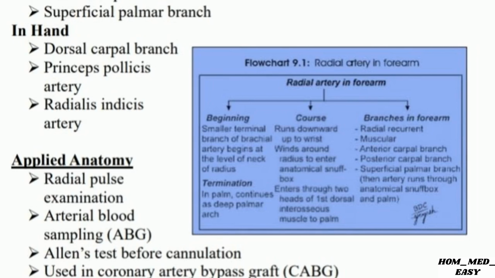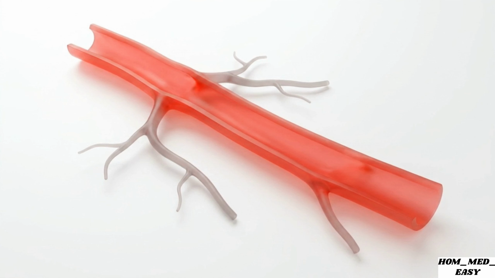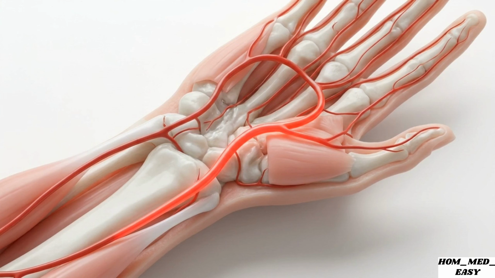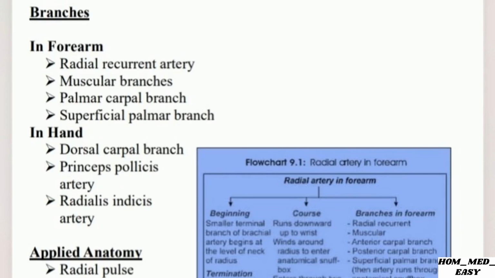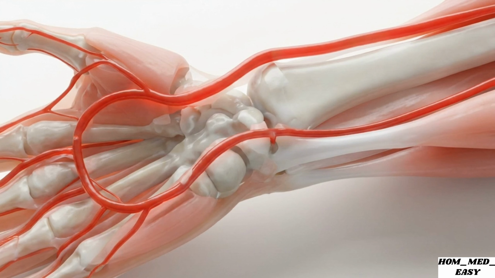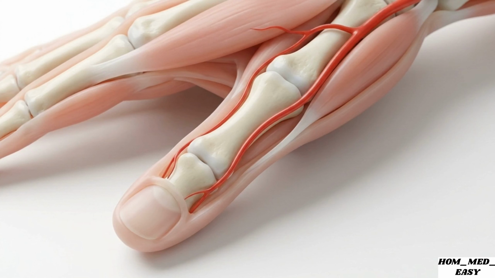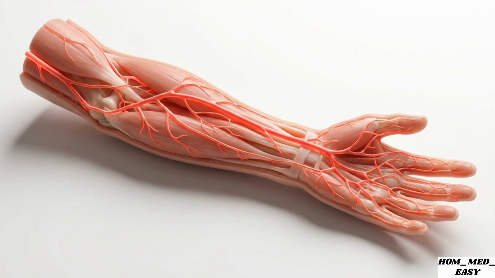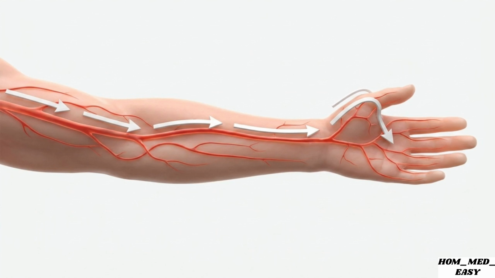Returning to the flowchart, we can identify the vascular branches emitted along this route to support the surrounding tissues. In the forearm compartment, it gives rise to the radial recurrent, muscular, palmar carpal, and superficial palmar branches. The document then lists a separate set of terminal branches that originate distally, inside the hand itself. These include the dorsal carpal branch, the princeps pollicis artery, and the radialis indicis artery. The radial artery operates as a highly branched distribution network that systematically shifts from the anterior forearm across the dorsal wrist and into the palm.